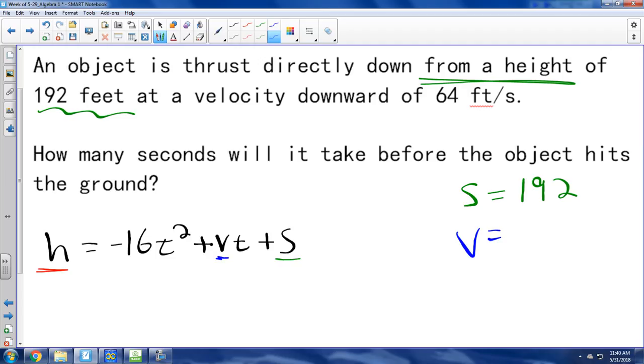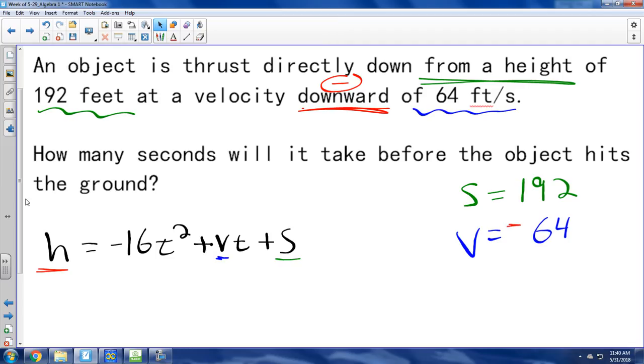Okay, so I've heard a couple of different ways of thinking of this. I've heard definitely 64, so everybody seems to understand that it's 64. But the key here is that it's a downward velocity, and downward means negative. So it is in fact negative 64 for our velocity. Don't miss that. That's important. If it's thrown up, it's a positive velocity. If it's thrown down, it's a negative velocity.